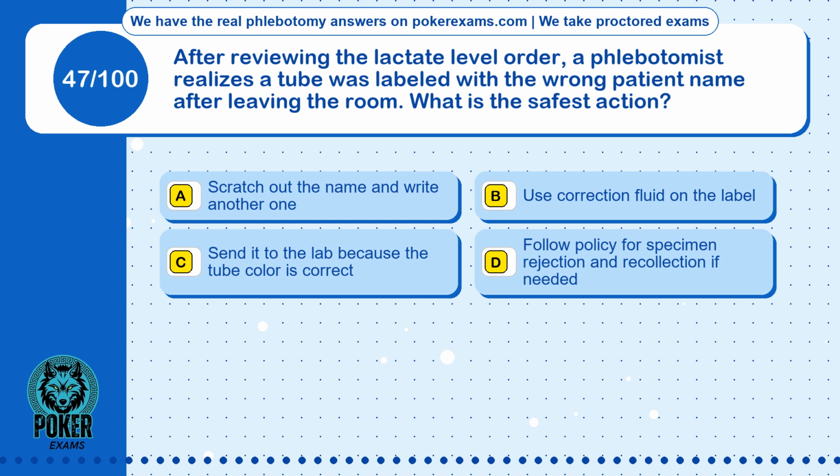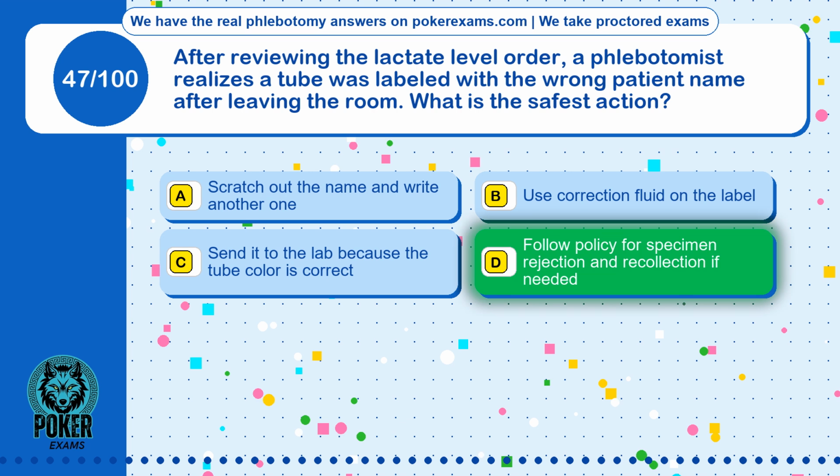Question 47. After reviewing the lactate level order, a phlebotomist realizes a tube was labeled with the wrong patient name after leaving the room. What is the safest action? Option A, scratch out the name and write another one. Option B, use correction fluid on the label. Option C, send it to the lab because the tube color is correct. Option D, follow policy for specimen rejection and recollection if needed.